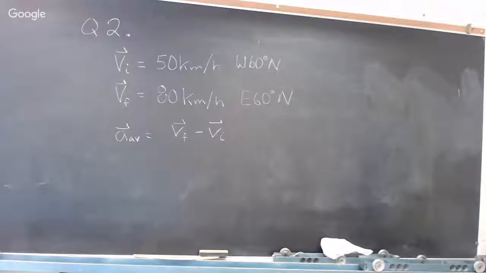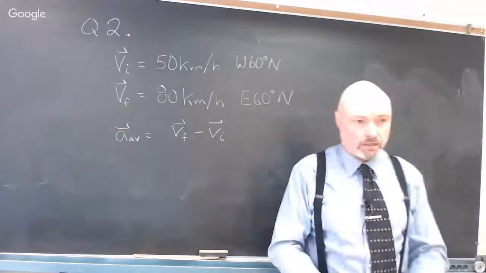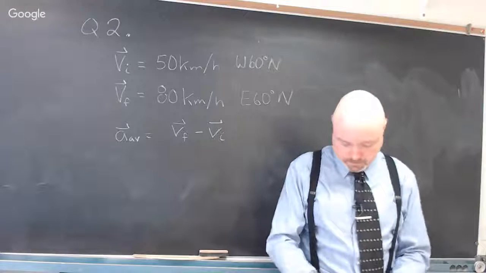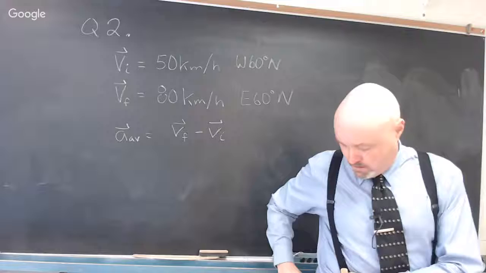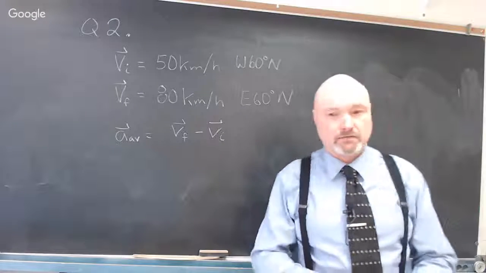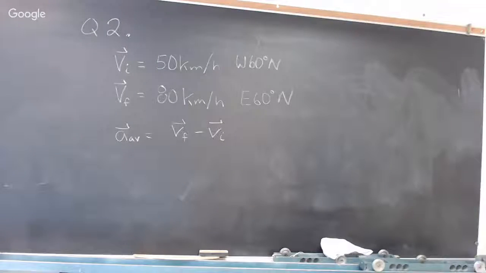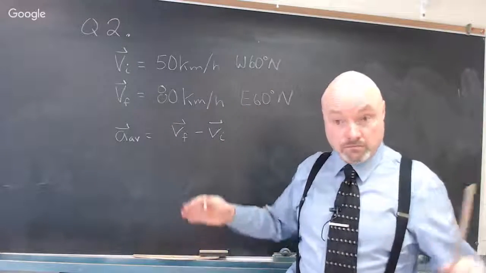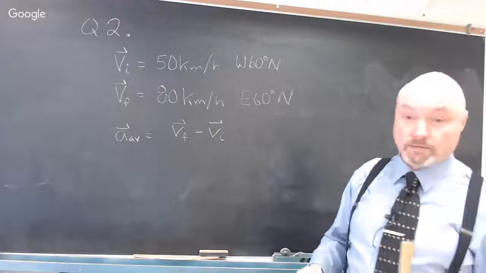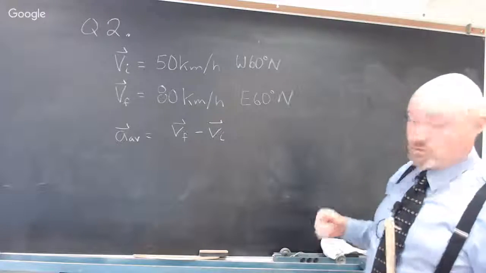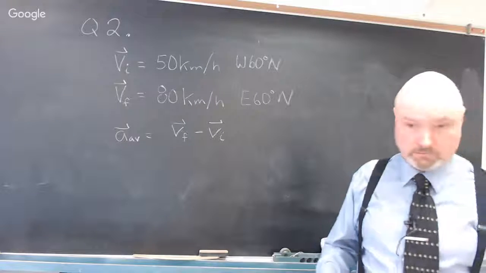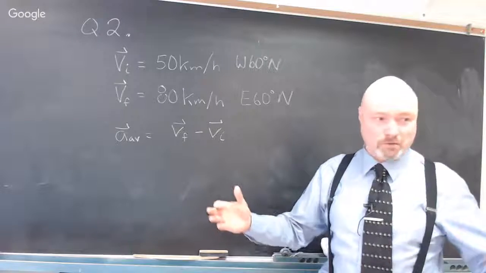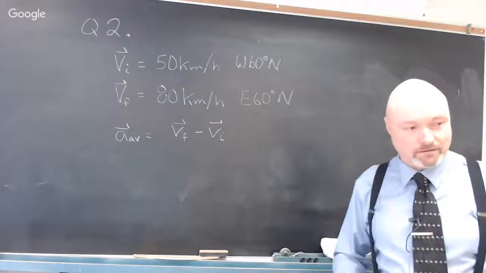There we go. So this is question 2 from the homework problems, and it's about this crazy truck that's just driving everywhere. It has an initial velocity and a final velocity, and we're going to break this into x and y components. Then we're going to subtract those components by adding the negatives. Then we're going to put all those components back together, reassemble the triangle, and find the acceleration.